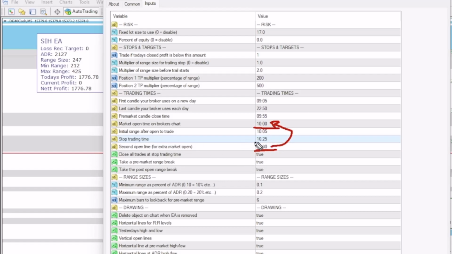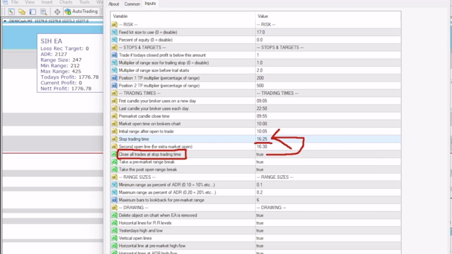Okay, so there's your stop trading time. Now that is a very important input because underneath here we have close all trades at stop trading time. Now basically what this does is if it's set to true, it will automatically close your positions regardless of whether they're profit, loss, hedged or whatever at that time.